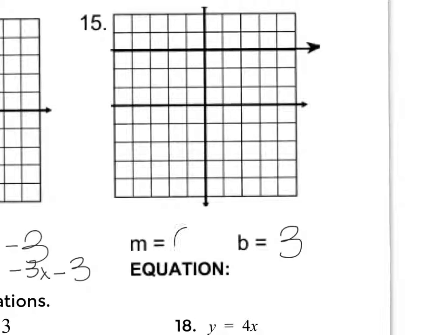Their slope is 0. So your equation is not going to have a slope. You're just going to write y equals 3, because there is a line going across your y-intercept at 3.